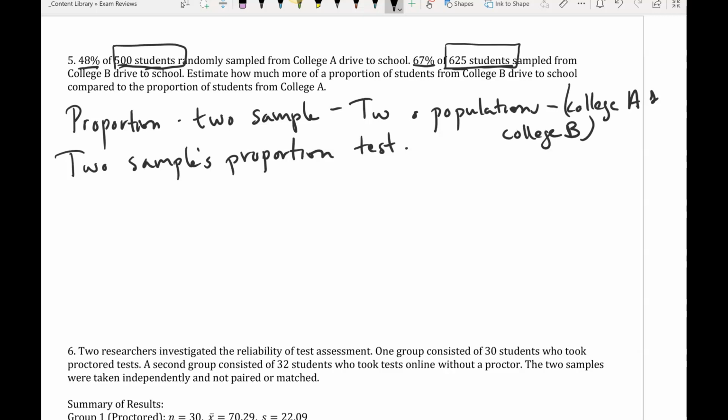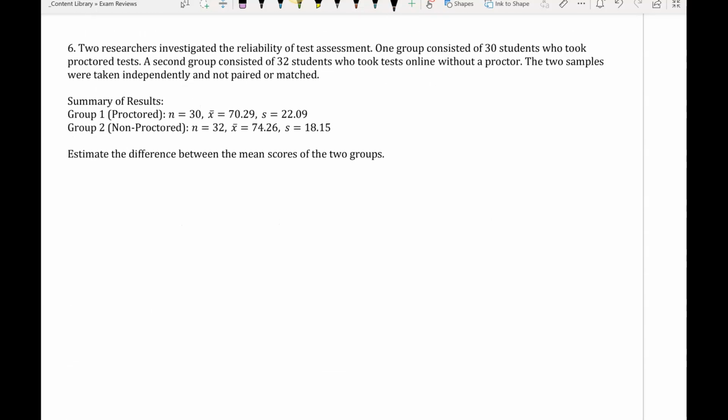Okay. Number 6. Two researchers investigated the reliability of test assessment. One group consisted of 30 students who took proctored tests. A second group consisted of 32 students who took tests online without a proctor. And the two samples were taken independently and not paired or matched. Well, there you go. Not paired or matched. The two samples are independent. Okay. Oh, and there's two of them. Now, I may not be quite that blunt, but that's pretty darn blunt right there, okay?